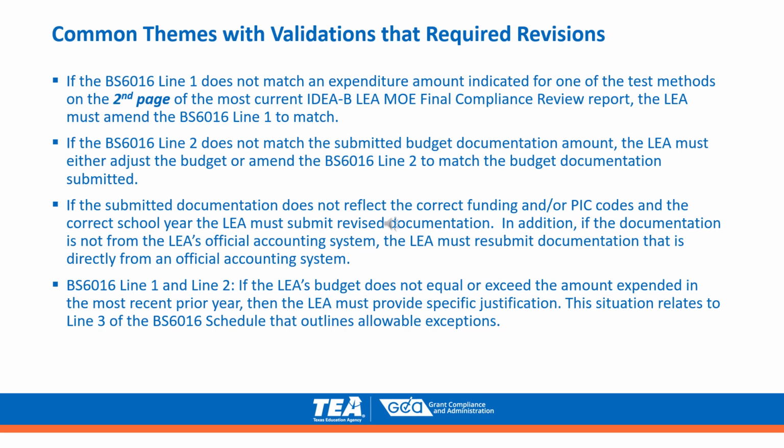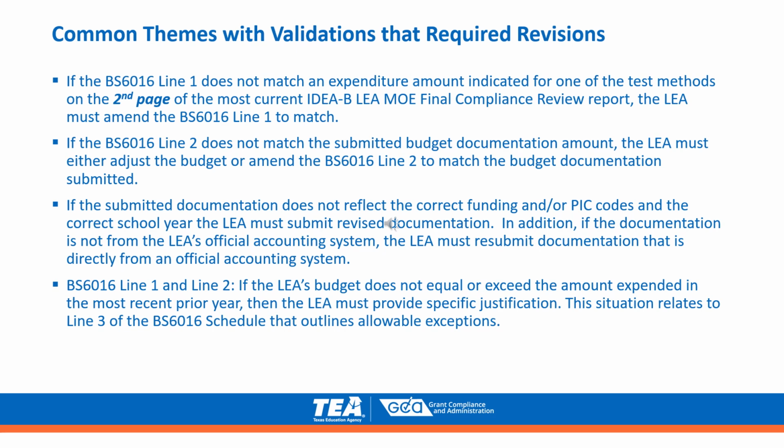These are some different scenarios where LEAs had to either amend their application or revise the documentation and resubmit it. The first scenario: if the BS 6016 line 1 does not match an expenditure amount indicated for one of the test methods on the second page of the most current IDB LEA MOE Final Compliance Review Report, the LEA must amend the BS 6016 line 1 so that it matches one of the 4 test method amounts indicated on the second page of the most recent Final Compliance Review Report.